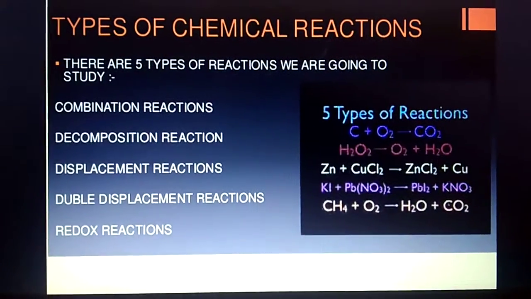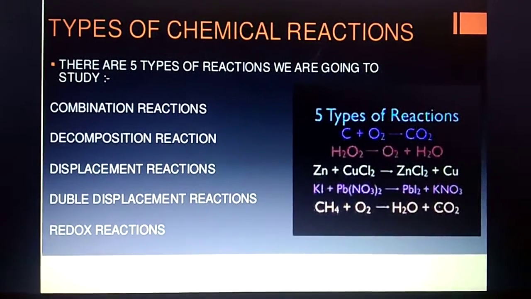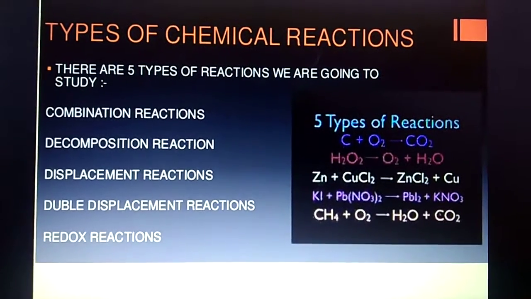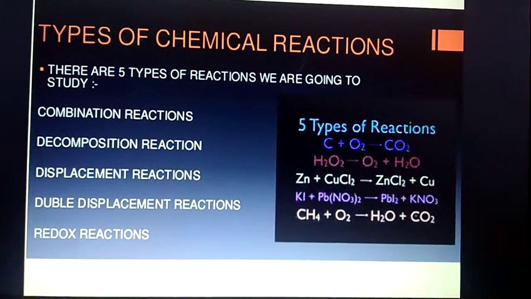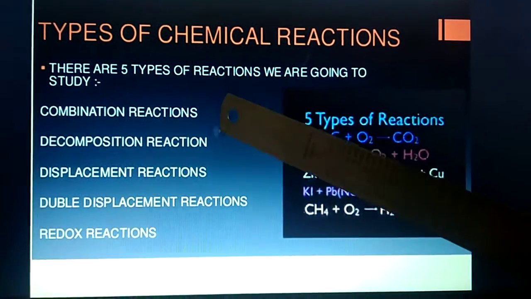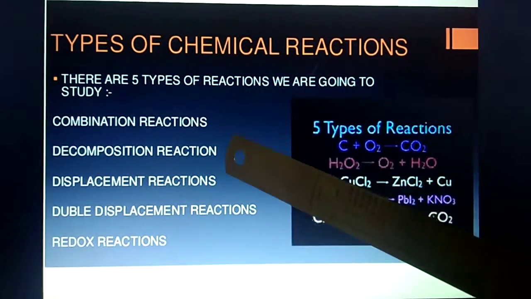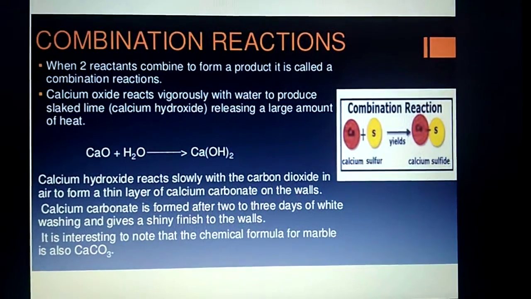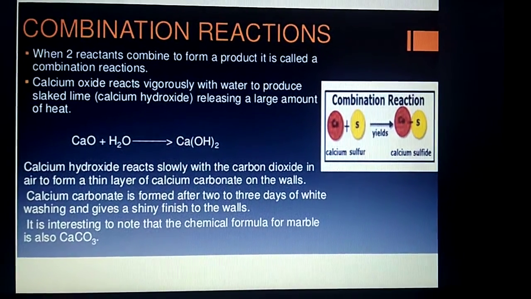In the previous video, we have seen about balancing chemical equations. Now, types of chemical reactions. Basically, there are 5 types of chemical reaction, that is combination, decomposition, displacement, double displacement, and redox reaction. Now, what are combination reactions?